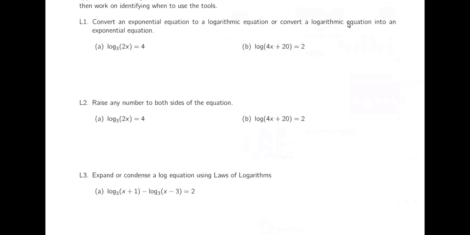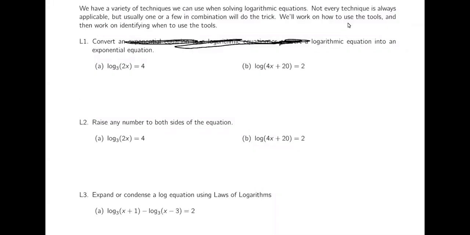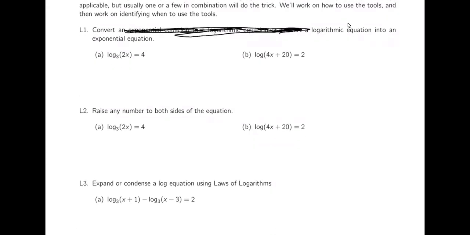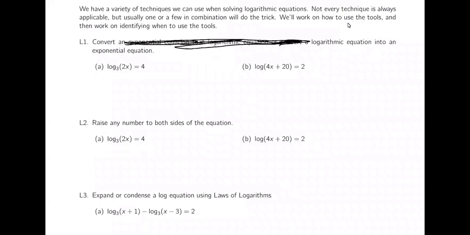Okay. So the first tool I'm calling L1 for our first tool for solving logarithmic equations. It's convert a logarithmic equation to an exponential equation. Let's look at a couple of examples. In this first one, I have log base 3 of 2x equals 4. And I could write this as an exponential equation by converting form and write this as 3 to the 4 equals 2x.